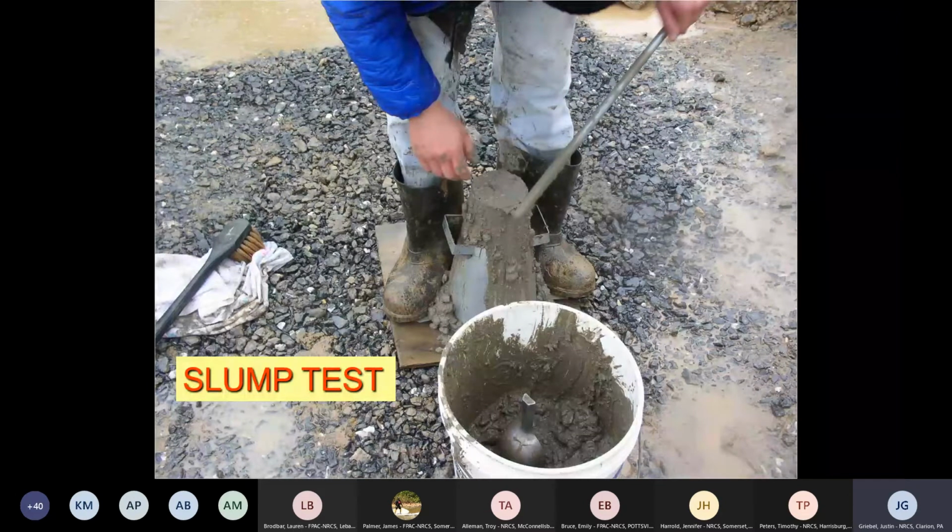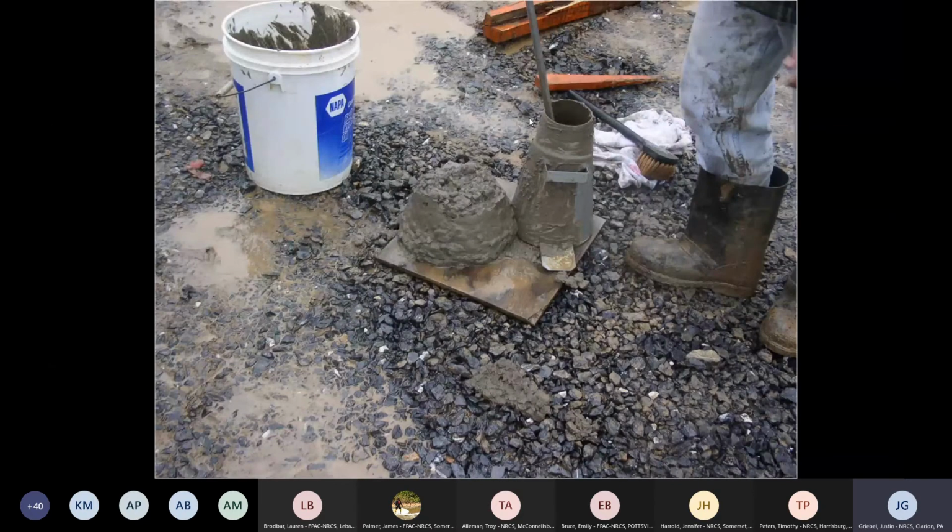We'll scoop the concrete and we'll fill that cone a third of the way up. And then the metal rod that the fella has in his hand, we rod that concrete 25 times. And we do that 3 times till the cone is completely full, and then we strike off the top, and then we remove that concrete cone in 5 to 7 seconds. And then we measure the distance from the top of that cone to the top of the concrete. And that's what we would call our slump. And that's how we test the flowability of our concrete.